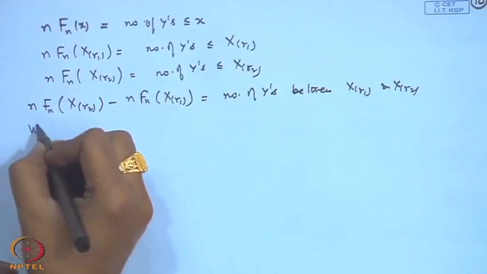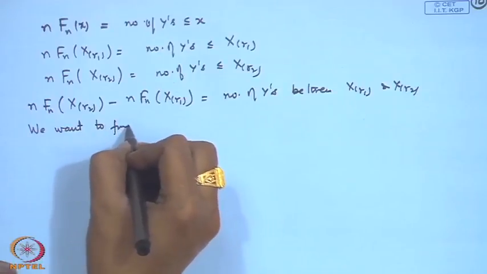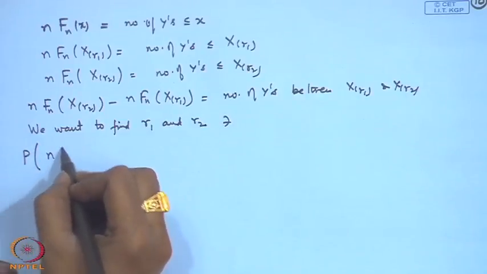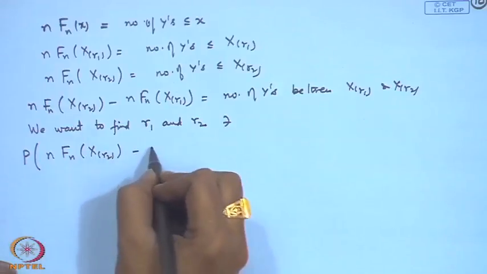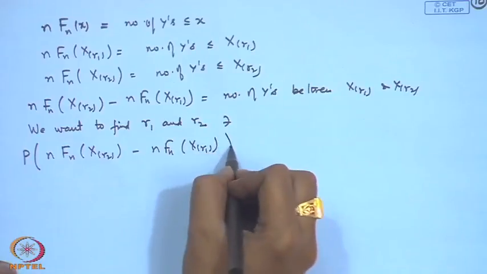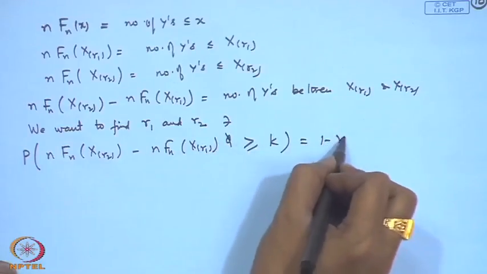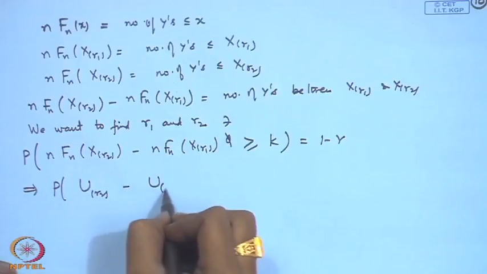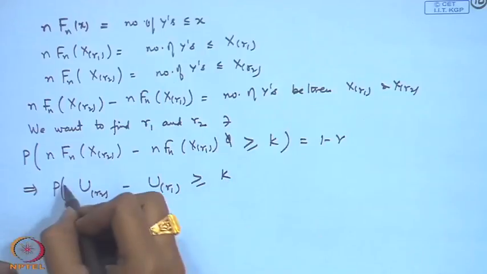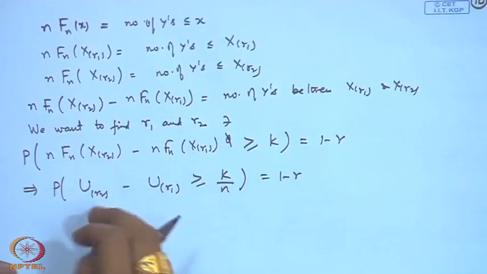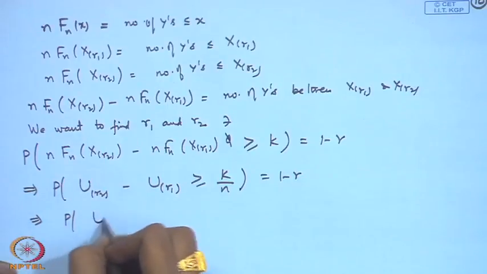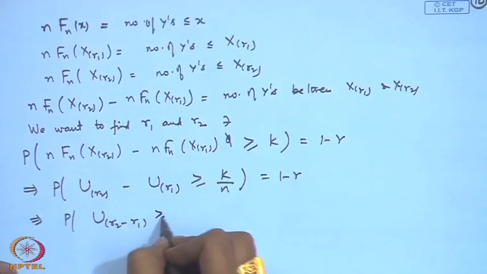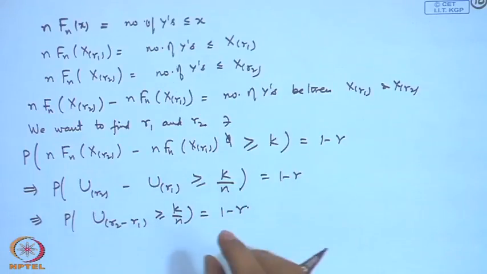So, we want to find r1 and r2 such that probability of n times F_n(x r2) minus n times F_n(x r1) greater than or equal to k is equal to 1 minus gamma. Now, the expression for this is simply probability of U_(r2) minus U_(r1) greater than or equal to k by n, so I can divide here, that is equal to 1 minus gamma. We have seen that the distribution of the difference U_(q) minus U_(p) is the same as that of U_(q minus p). So, that is equal to 1 minus gamma here.